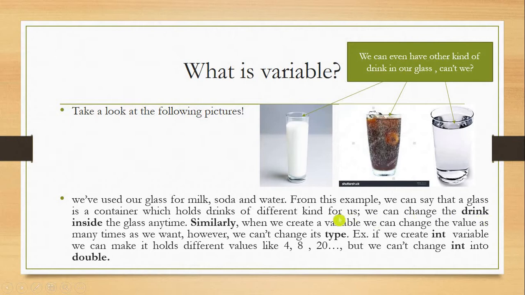We can change the drink inside the glass anytime. Similarly, when we create a variable, we can change the value as many times as we want. However, we cannot change its type. Example, if we create an int variable, we can make it hold different values like 4, 8, 20, and even other values. But we cannot change int into double.